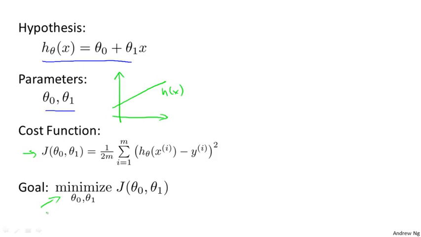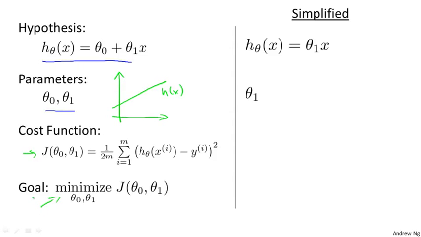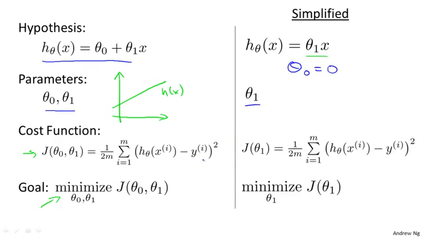For this video, in order to better visualize the cost function j, I'm going to work with a simplified hypothesis function, like that shown on the right. So I'm going to use a simplified hypothesis, which is just theta 1 times x. You can, if you want, think of this as setting the parameter theta 0 equal to 0. So I have only one parameter, theta 1, and my cost function is similar to before, except that now h of x is equal to just theta 1 times x. And my optimization objective is to minimize j of theta 1.